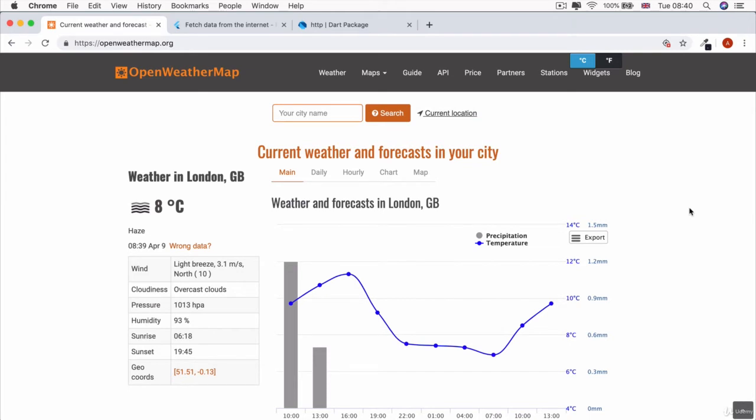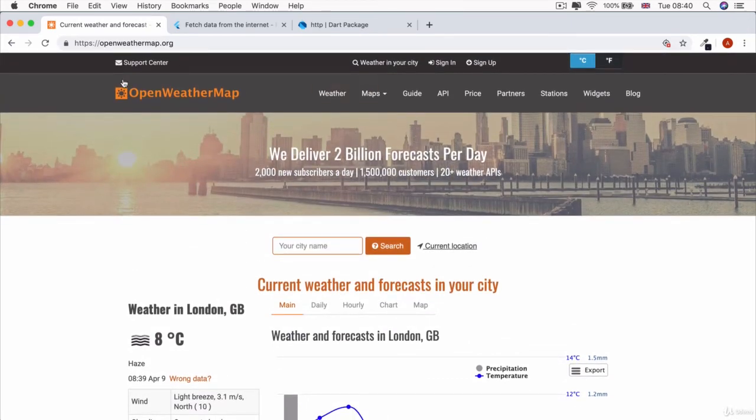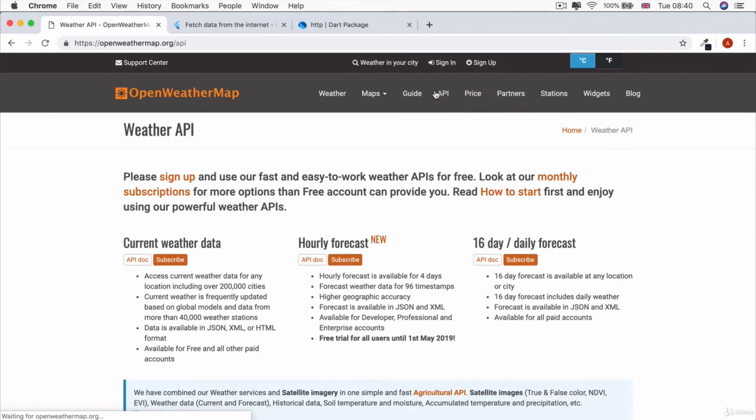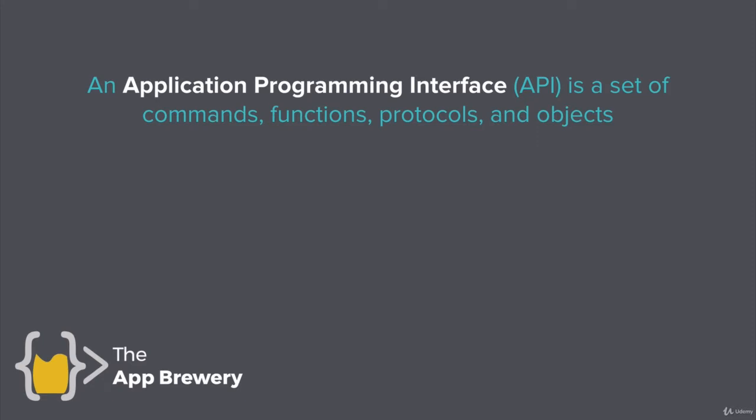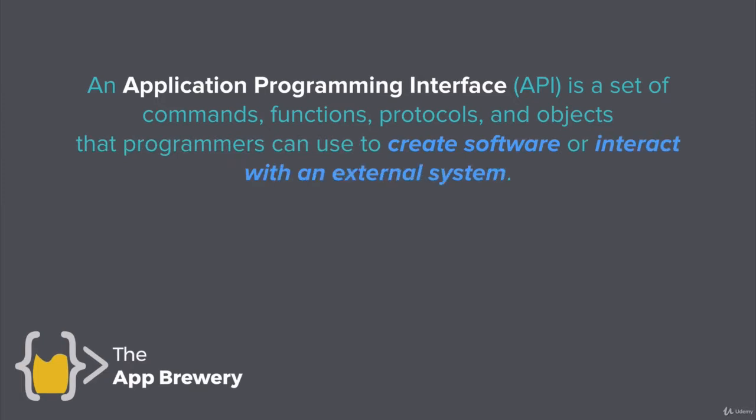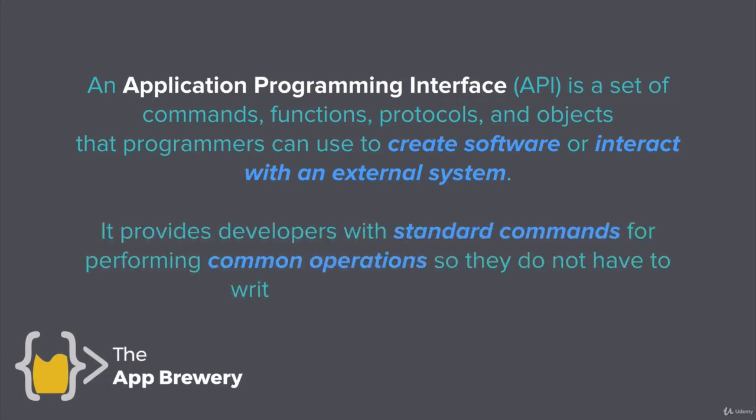Now, in order to do this, we need to use what's called an API. And as OpenWeatherMap says, they have over 20 plus weather APIs. So what exactly are these APIs? API stands for application programming interface. And if you take a look on Wikipedia, there's an even longer definition where it says that an API is a set of commands, functions, protocols, and objects that programmers can use to create software or interact with an external system. And the last point is it should provide developers with standard commands for performing common operations so they don't have to write the code from scratch.